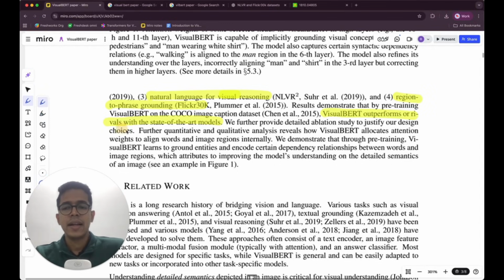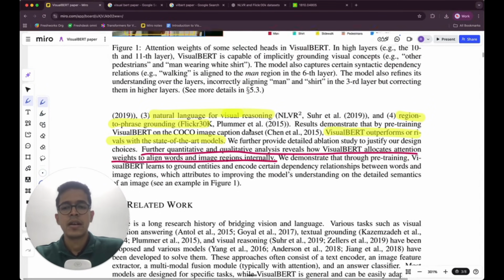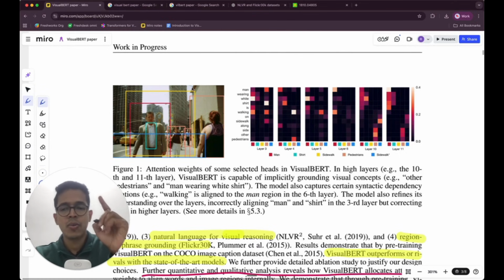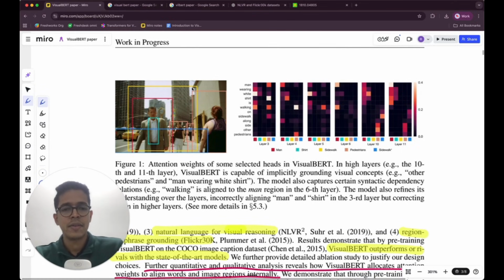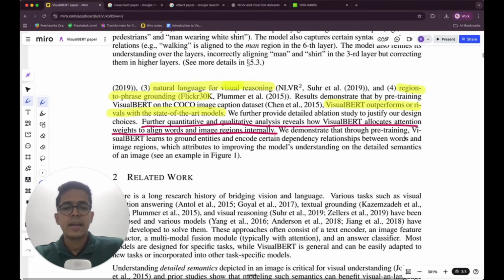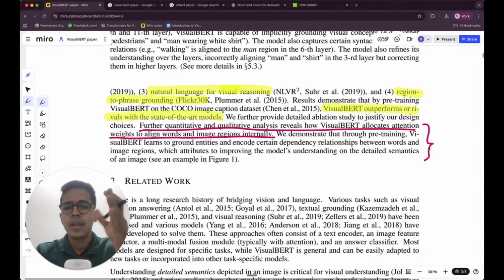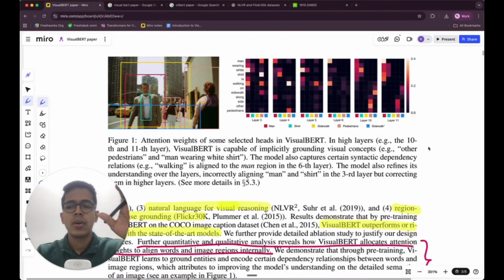So this is a very important thing. In fact, you might have seen when I scrolled down, this figure 1. This figure 1 is definitely a very interesting figure. I want to walk you through it because it's probably one of the most interesting figures in this paper. We demonstrate that through pre-training, VisualBERT learns to ground entities and encode certain dependency relationships between words and image regions, which contributes to improving the model's understanding of the detailed semantics of an image. So these 2 sentences might appear a bit confusing because it's a long sentence. There are a lot of complex relationships, but when we go through figure 1, you will understand what this means. So let's now look at figure 1 in detail.